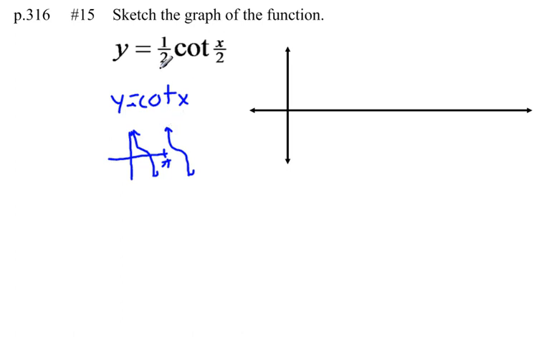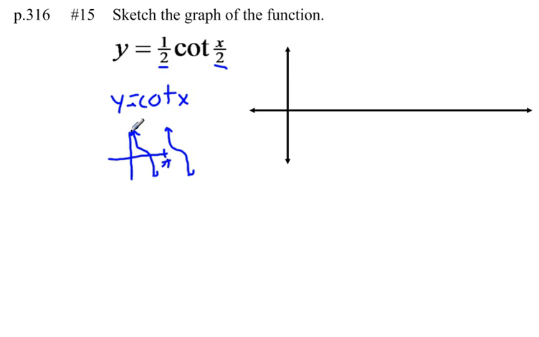Now let's think about what these two values here do to this graph. First of all, the 1/2 will make it half as tall, so it's just going to be squished down a little bit. The x over 2, though, is going to change the horizontal stretch. How is that going to change?